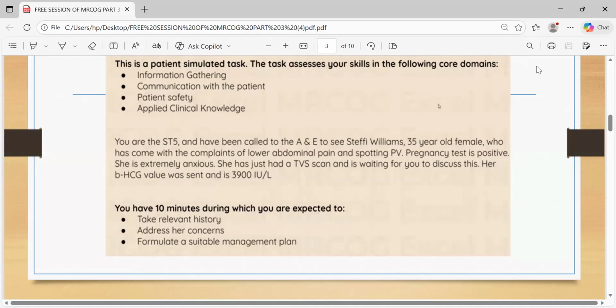So I'm Dr. Farheen, the doctor covering the accident and emergency department. May I know your name and age, please? She will say, I'm Steffi Williams, 35 years of age. So how may I address you? You can call me Steffi or anything else.